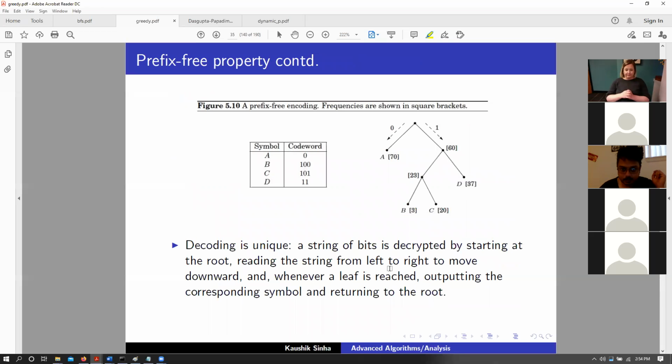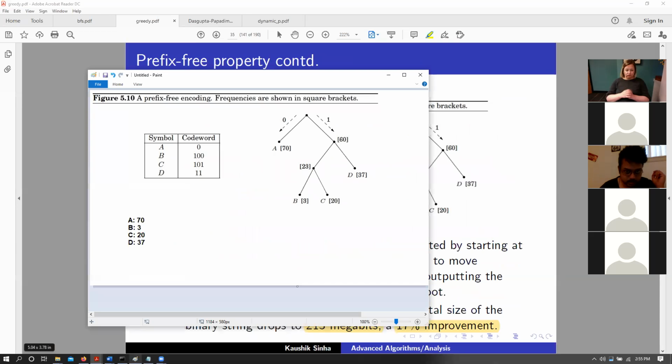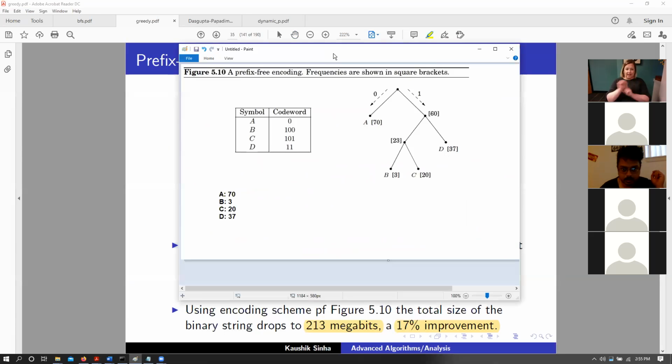So let's take this particular scenario here, where A had a frequency of 70, B had 3, C had 20, and D had 37, right? In this scenario, we pick the two nodes that have the minimum cost, that is B and C, 3 and 20.